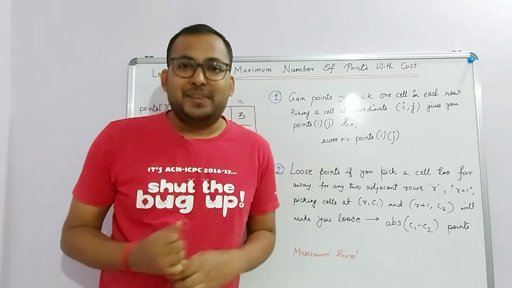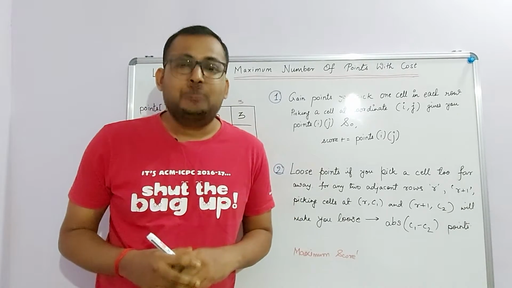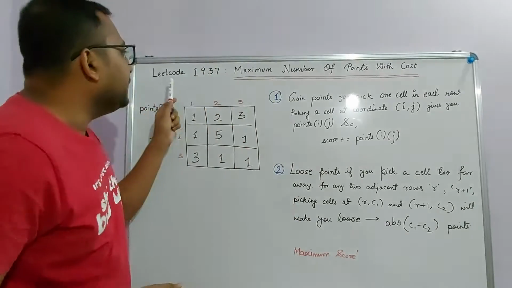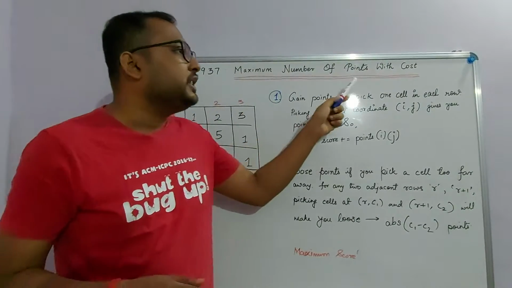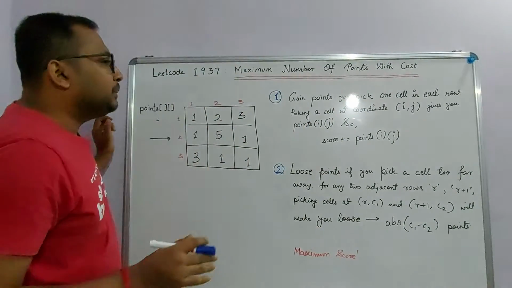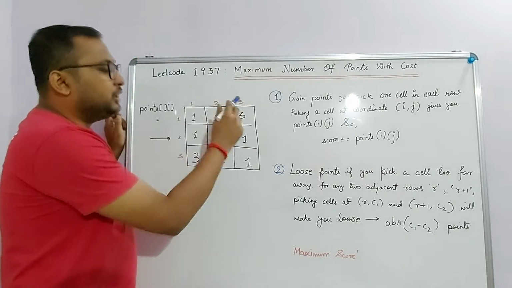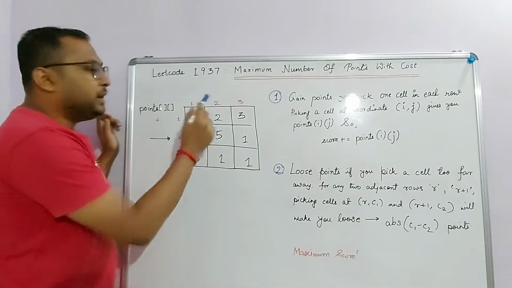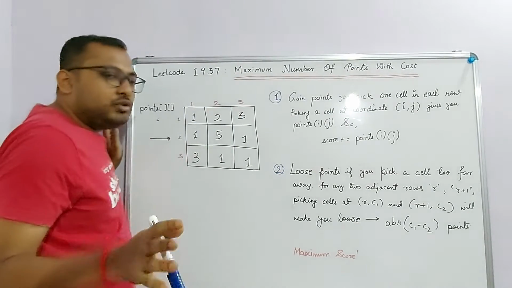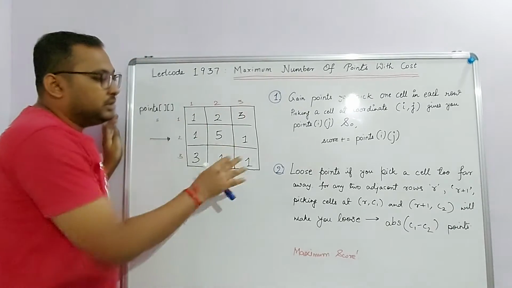Hey everyone, my name is Sandeep and in this video I will be showing you how to solve LeetCode problem 1937, maximum number of points with cost. So the problem statement says that you are given a 2D matrix named points, and you have to maximize your score by these values given here.